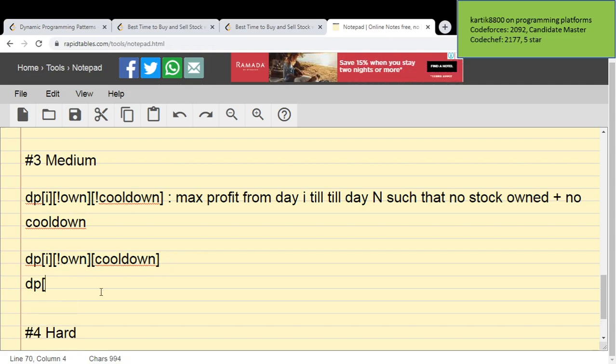And similarly, dp of I own, and here cooldown doesn't matter. If I do own a stock, then the cooldown doesn't matter, because the cooldown is basically applied onto us as soon as we sell a stock. But I own a stock, so cooldown doesn't matter. Cooldown is basically only preventing me from buying a stock when I do not own it. So here cooldown doesn't matter, whatever the value of cooldown. But dp I own means the maximum profit I can make from day I till day n given that I do own a stock. And these are the only things that we care about.